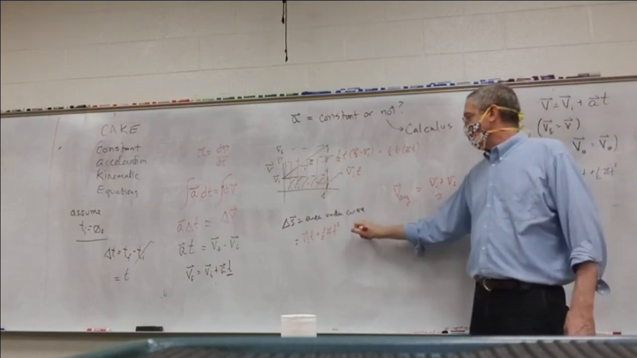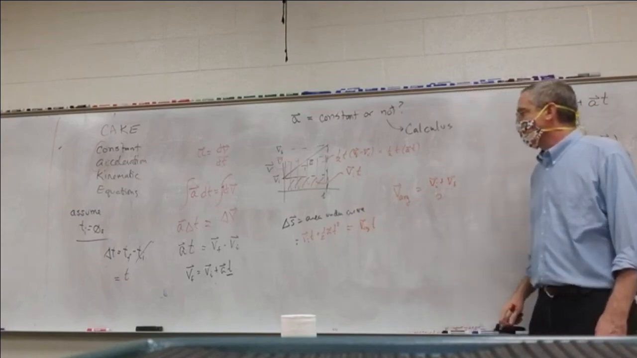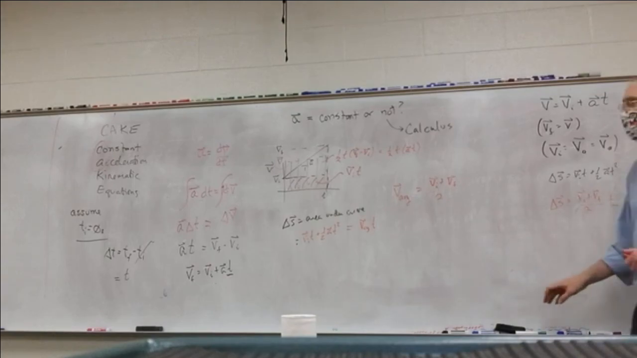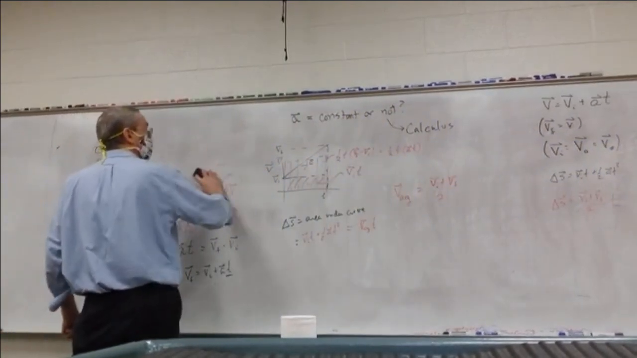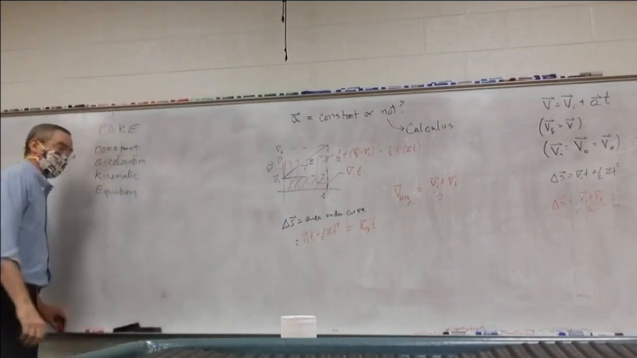So my displacement is just my average velocity times time. And so we actually have another one of the kinematic formulas. So VI plus VF divided by 2 times time. And one to go. Questions here?